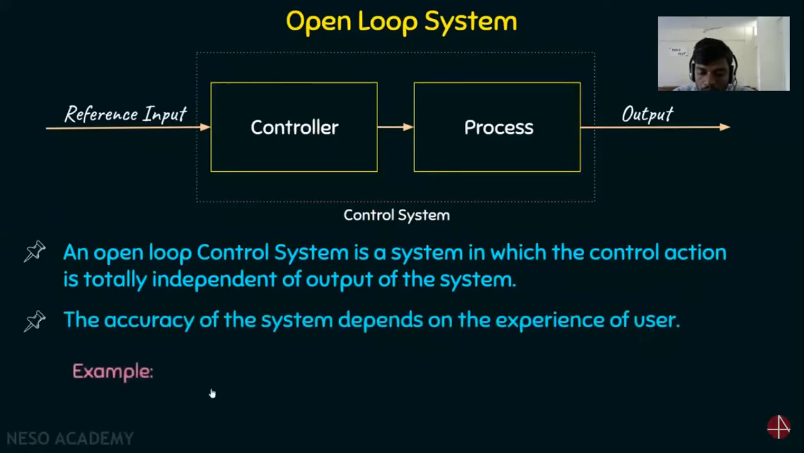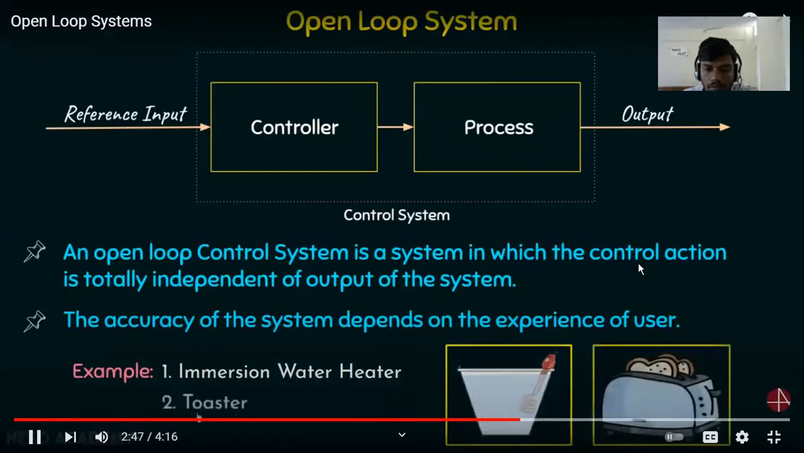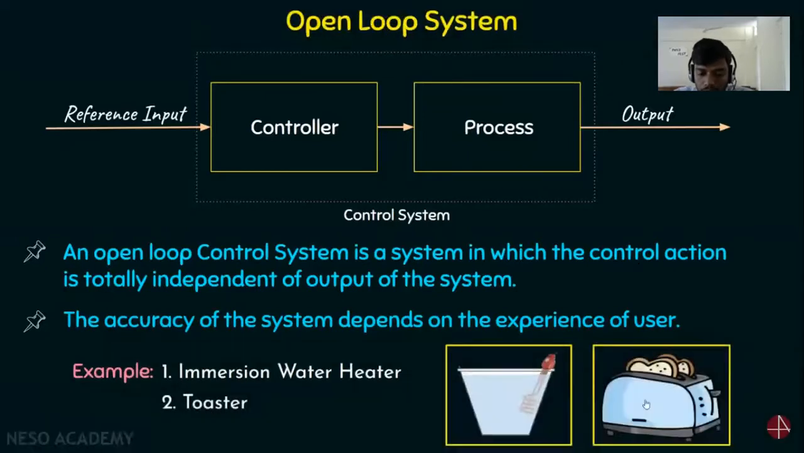To understand this, one classical example is the immersion water heater. That immersion rod that we put inside the water to heat it? Yes, that one. It goes on heating the water, but it doesn't have a feedback mechanism to tell you how hot the water is and when to stop heating the water. That's why it is a perfect example of an open loop system. One more classic example is a toaster. The toaster goes on increasing the temperature of the bread, but it doesn't know when to stop heating. And that's why sometimes we get to know that the toast has burnt. So now we are done with the introduction of the open loop system.